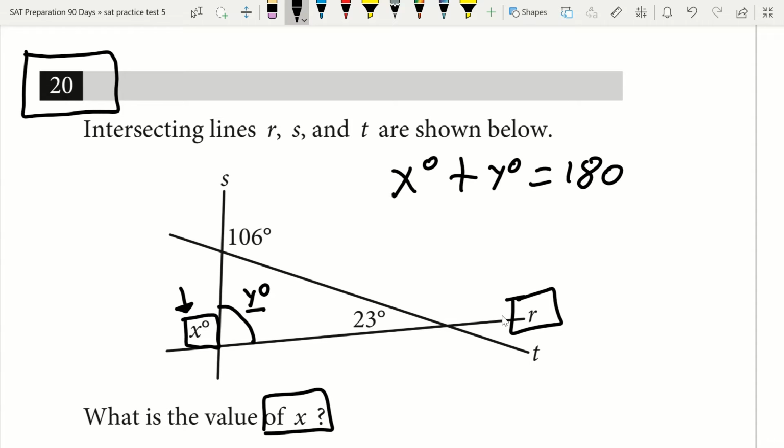And sometimes there are different ways that you can solve for one angle. In this case, the only way you can solve for x is to solve for y. So the next tip that I have for dealing with these angles questions is to only solve for the angles that you need to get to your correct answer.